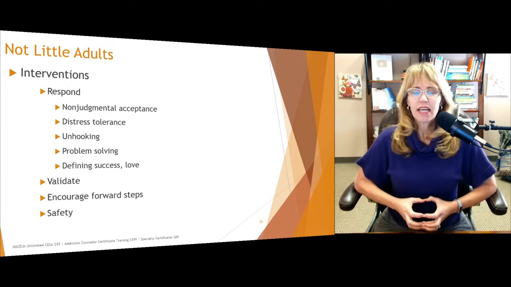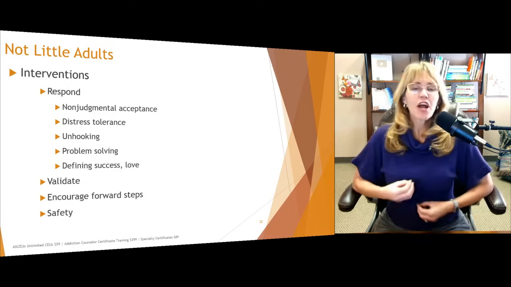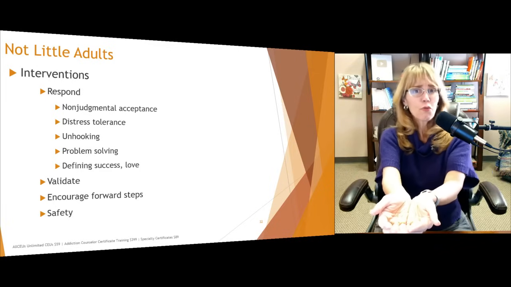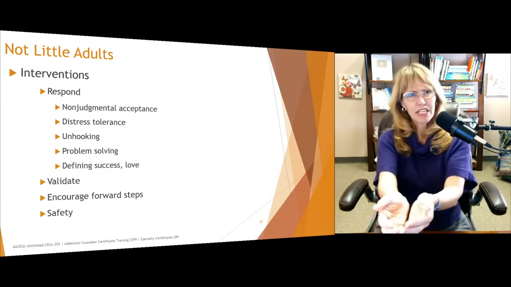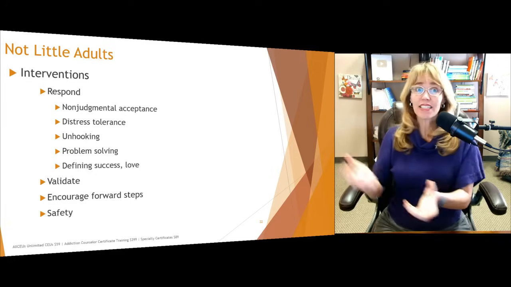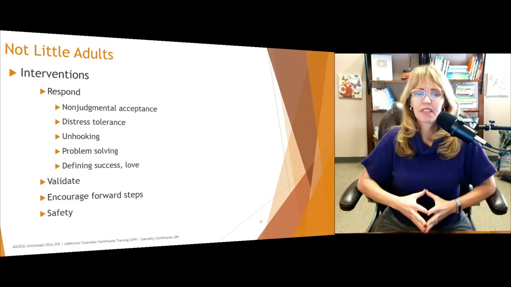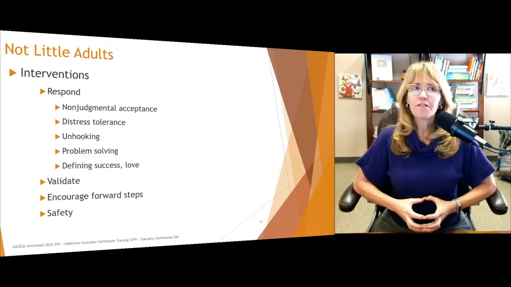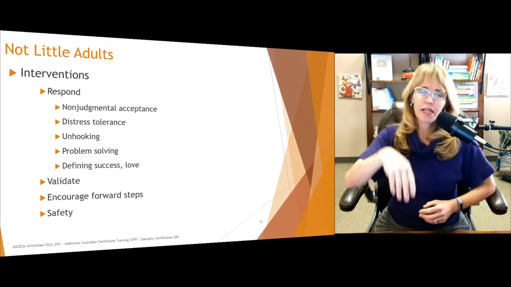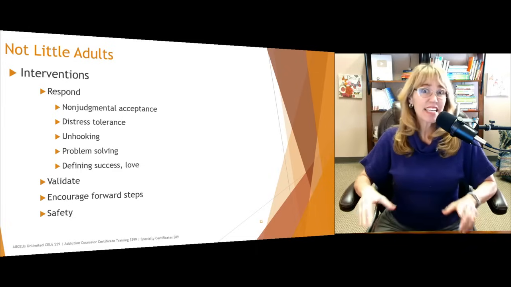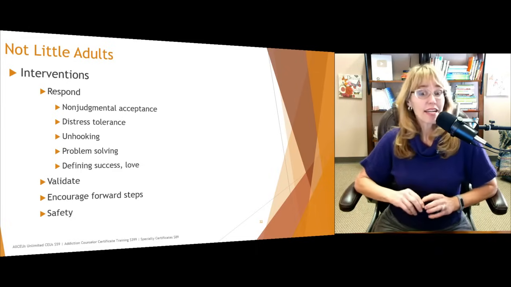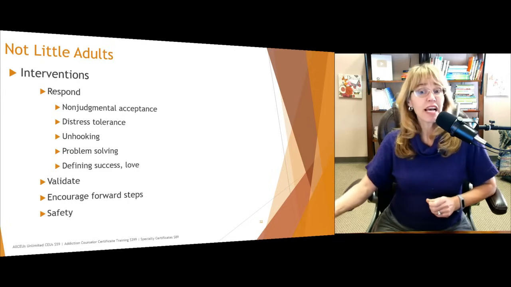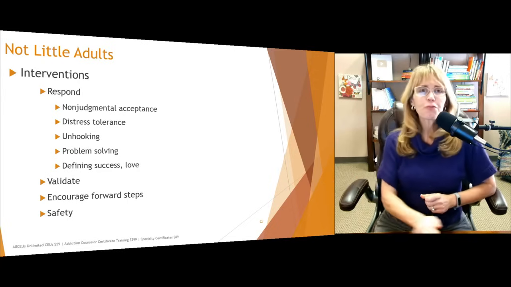If they're anxious that they're not going to be successful, okay, well, what does success look like to you? You don't know if you can be that until you know what it is. Validate how they're feeling. Acknowledge how they're feeling, even if you disagree or you're like, oh, honey, this will pass. It's not for them. Not right now. Encourage forward steps. What can you do to improve the next moment? And make sure to provide safety.